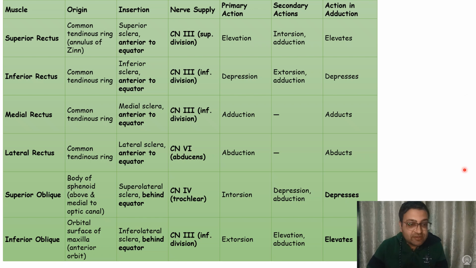Now in this table, what I have tried to summarize is the origin, insertion along with the nerve supply, primary actions, secondary actions, and their actions in adduction. All right, so this is very important.